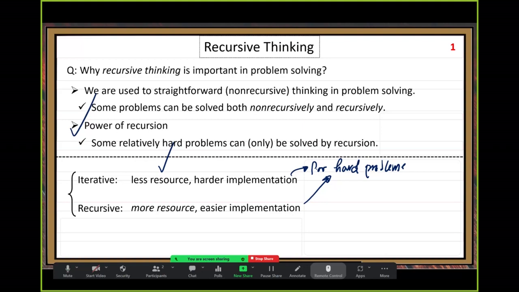So here, I'd like to explain why it uses more resource. To understand this part, you need to understand the internal implementation of a recursive algorithm, inside the computer. When we use modern high-level programming languages, Java, C++, Python, and many other modern programming languages, they all support recursion.